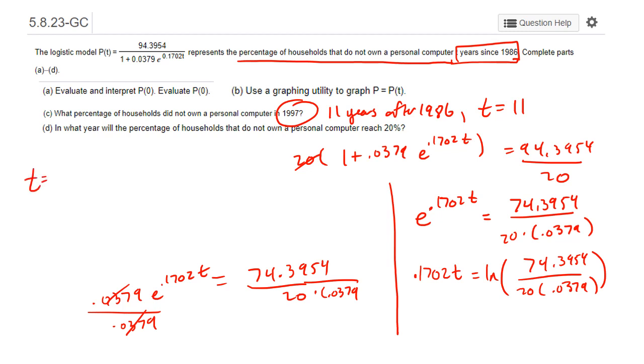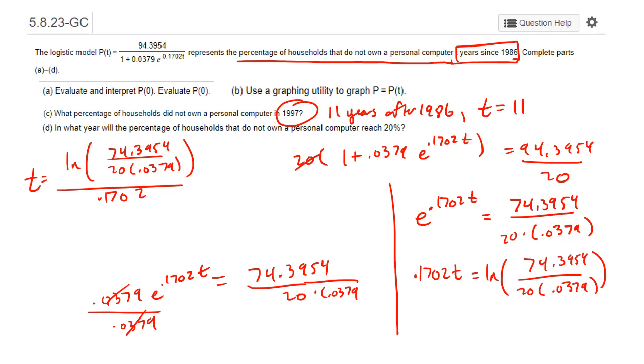we get t is equal to the natural log of 74.3954 over 20 times 0.0379 all over 0.1702. Now it would be nice to compute this. Bear with me, it's going to take some time to enter this into a calculator. Natural log 74.3954 over 20 times 0.0379, close that denominator, close that natural log, divided by 0.1702.